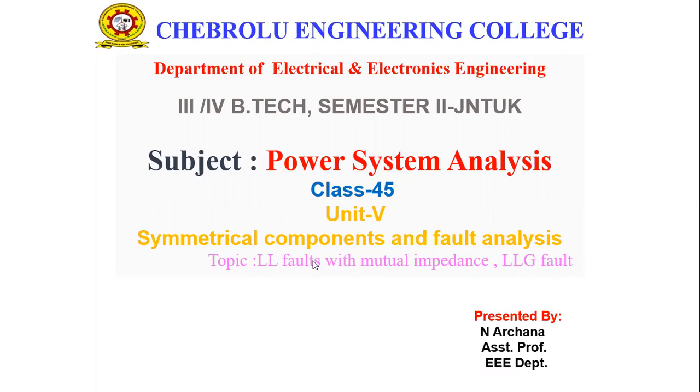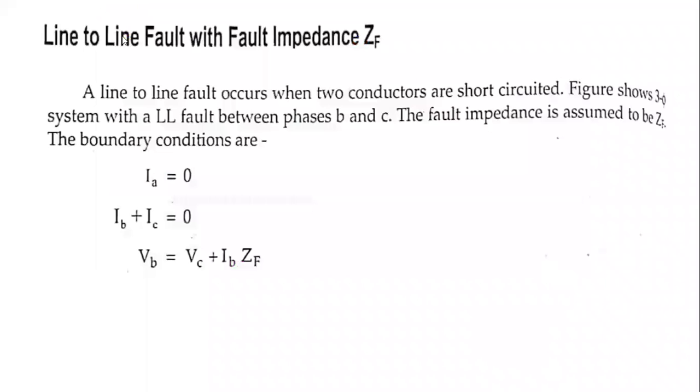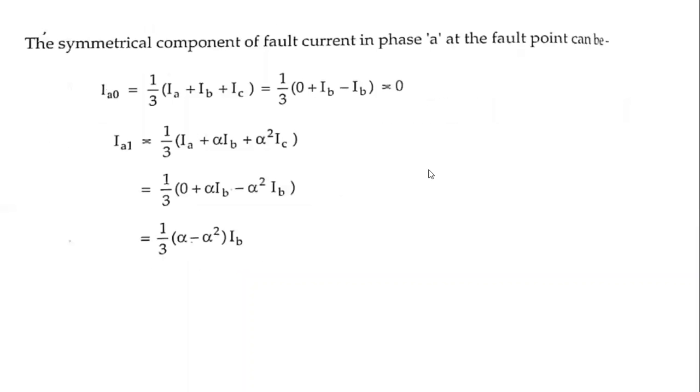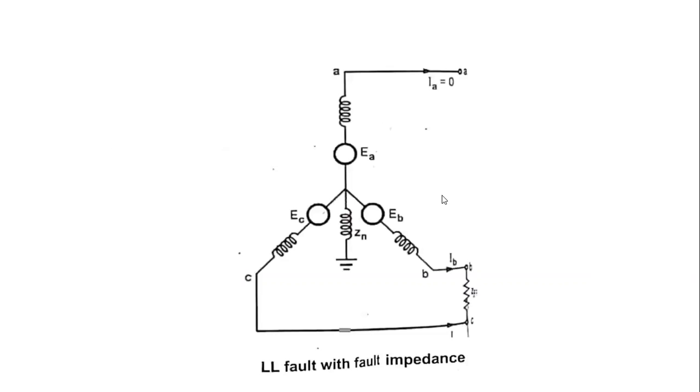In the previous class we discussed the double line faults. In the present class we discuss the double line faults with mutual impedance and also the double line to ground faults. First, double line faults with a fault impedance ZF. That means the fault will be obtained in between the B phase and the C phase.